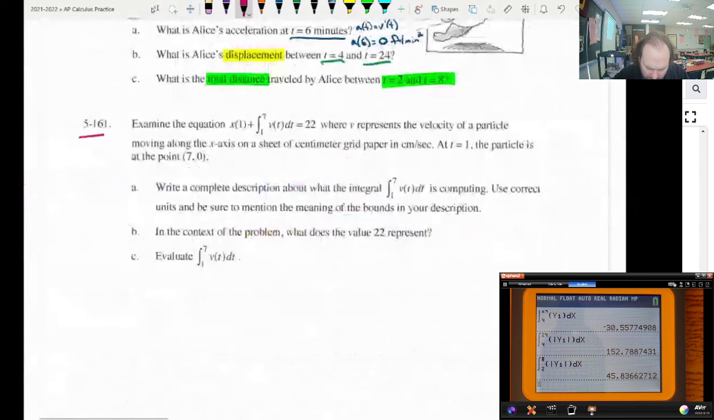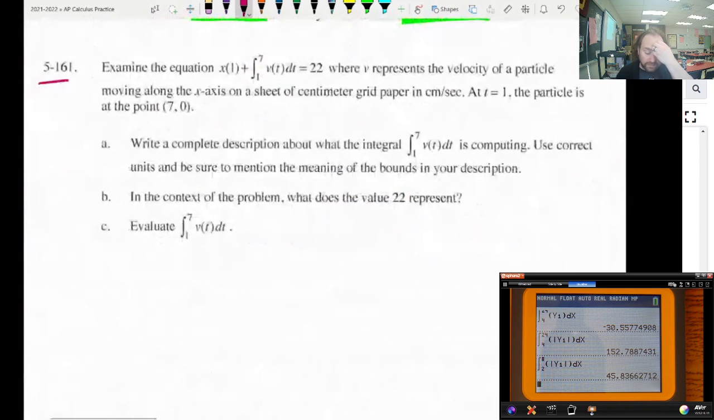Examine the equation x of 1 plus the integral from 1 to 7 v of t dt equals 22, where v represents the velocity of a particle moving along the x-axis on a sheet of centimeter grid paper in centimeters per second. Wow. See, it's either a bug walking on a tightrope or it's a particle on the x-axis. Pick your problem you want to do. At t equals 1, the particle is at the point 7, 0. Okay. So we kind of have an initial position. We know that when this thing starts at t equals 1, the particle is already at 7, 0.